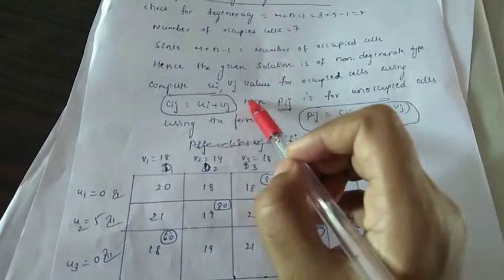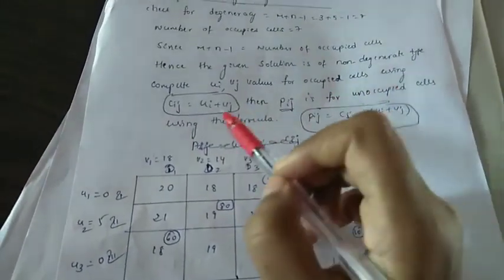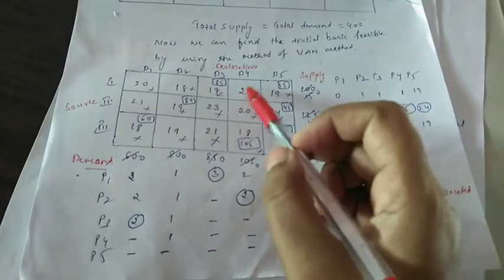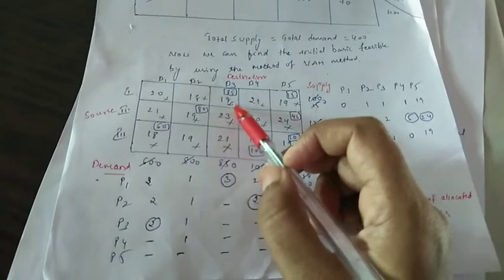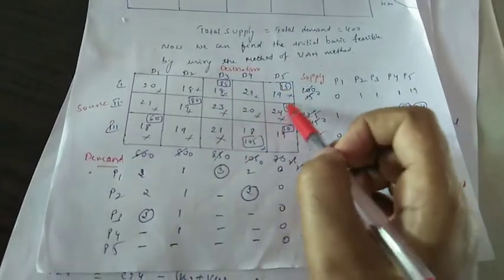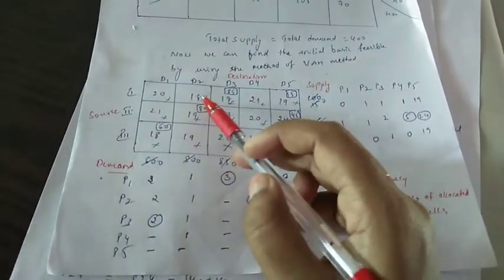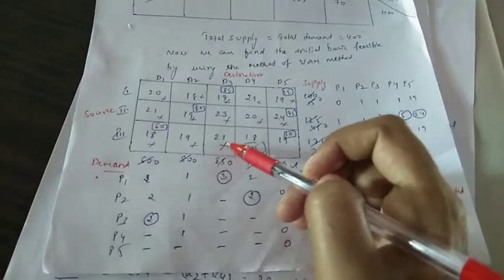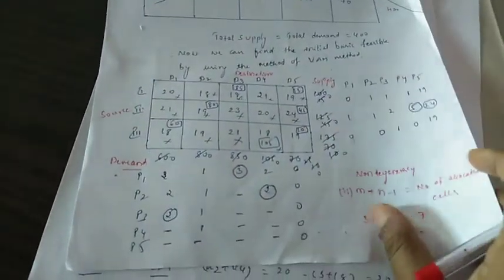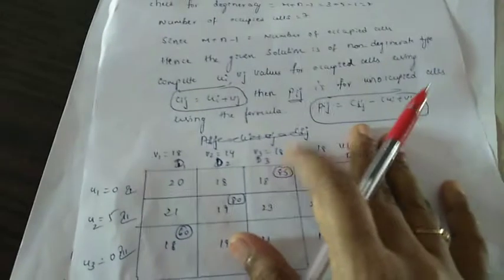Compute ui and vj values for occupied cells. Cells that have a number are called occupied cells, and cells like 21 are called unoccupied cells. Here there is no number, and here one number is there. So this is an occupied cell, this is an occupied cell, and so on for all six. The remaining ones, 20, 21, 18, 21, 20, 19, 21, have no numbers, so those are unoccupied cells.